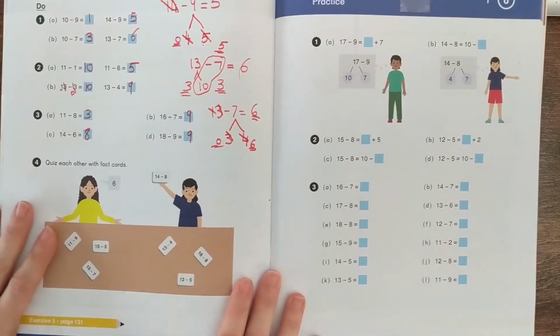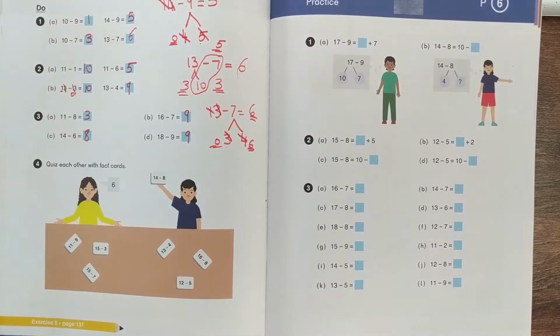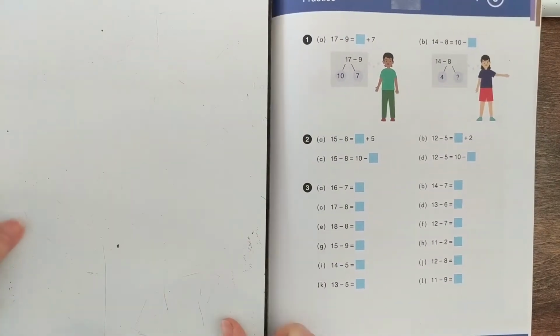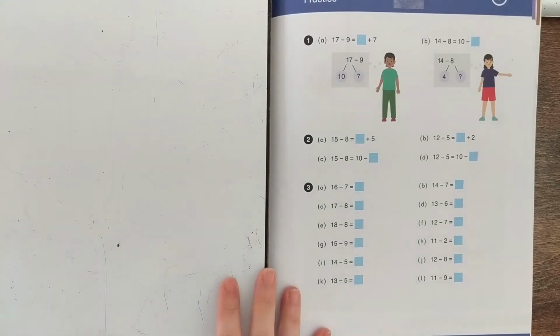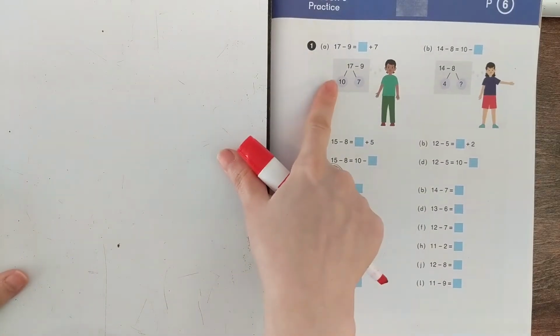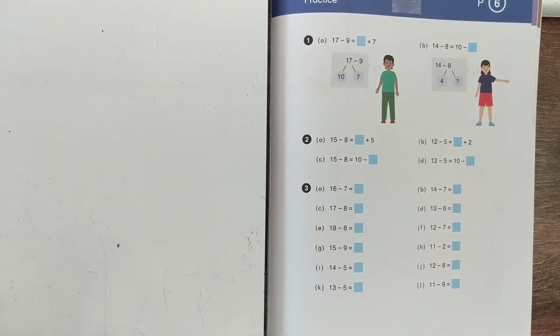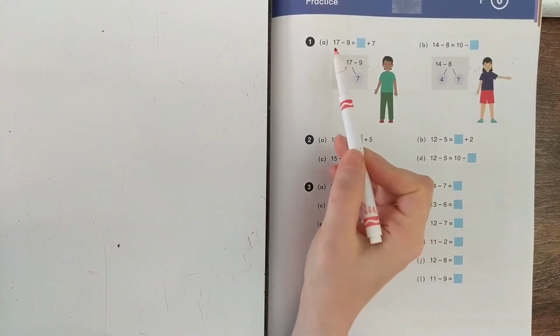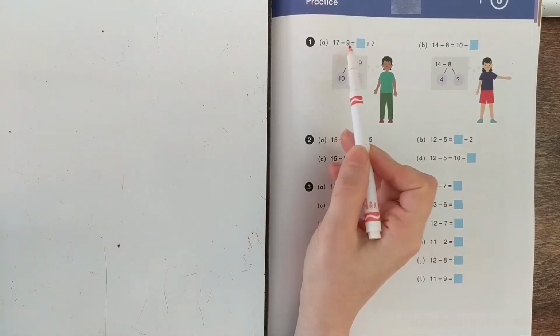I hope you're already on lesson 6 on the practice page. It is on page 137 in your textbook. We're going to start with number 1. And I love this one. I'm not going to do this on the board because they already took apart the 17 for us. Thank you to them. 17 minus 9.